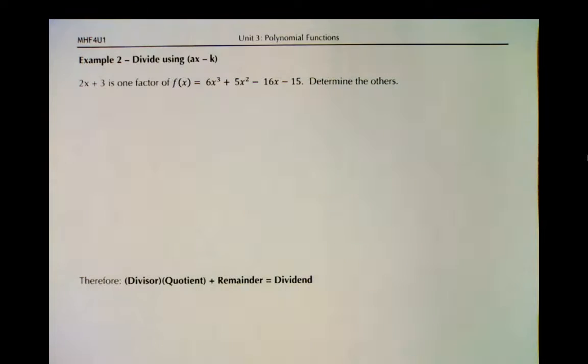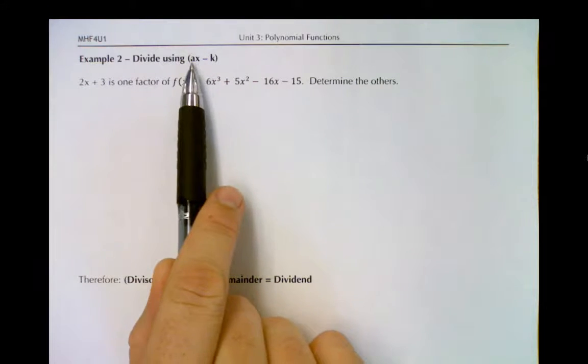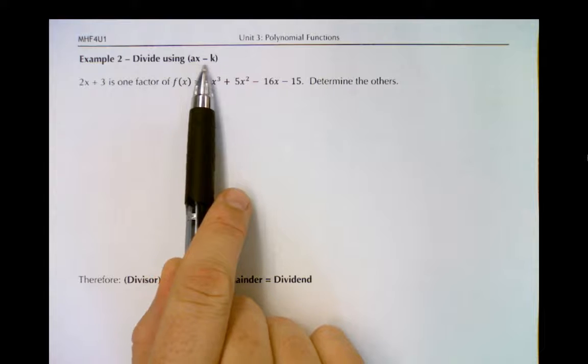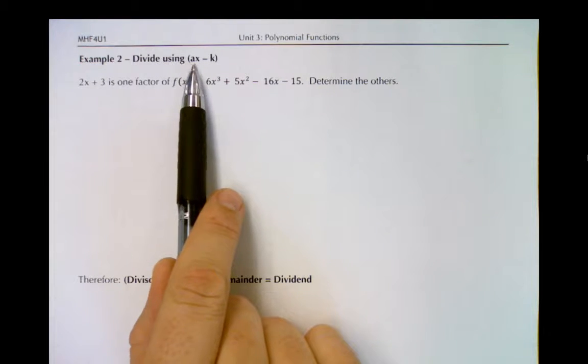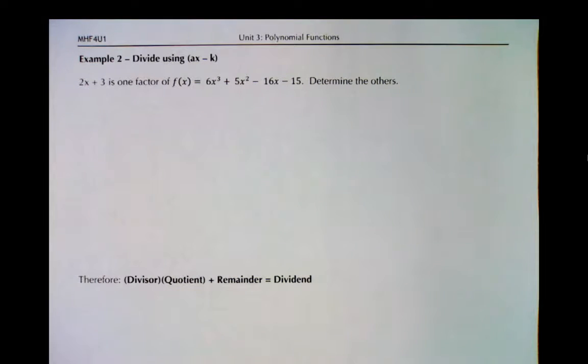Okay, this is our last video, our second video on synthetic division, and this is when you're dividing using a divisor that looks like ax minus k. So you have a coefficient in front of x. Usually what I've noticed is that students will tend to not use synthetic division in this case.